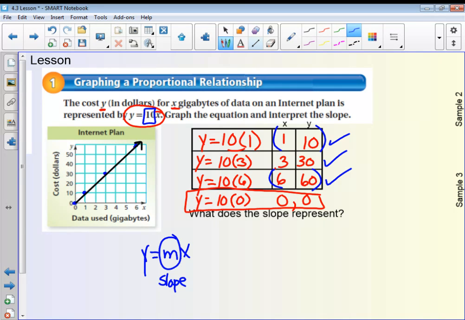It says the cost. For example, if I were to pick one of these points, I'll pick this one right here just to break down what we're learning from this graph. Our cost, our $30, because that was our y, was representing 10 times our gigabytes, which was 3. So what was this representing? Well, it was costing us $10 per gigabyte. So the slope in this situation, what does the slope represent? The cost per gigabyte.